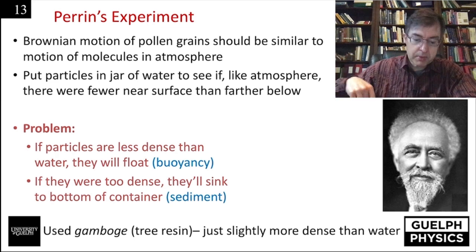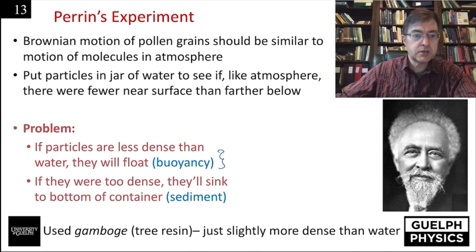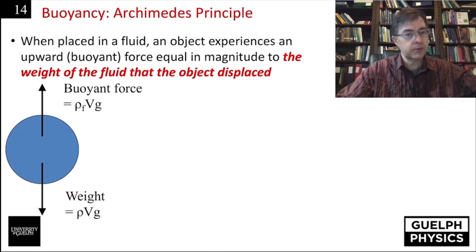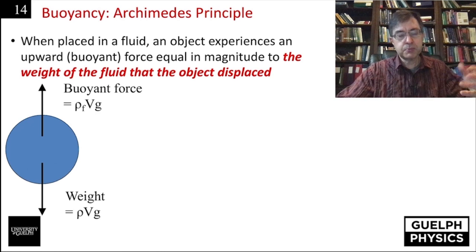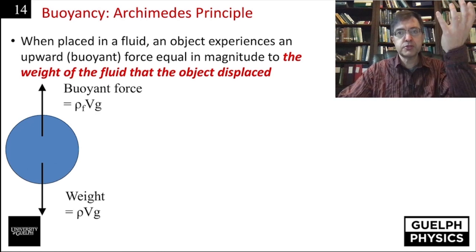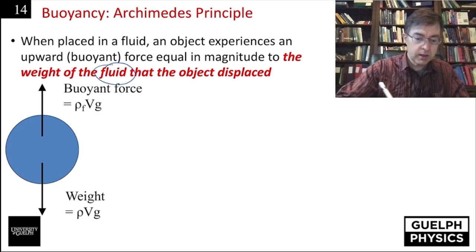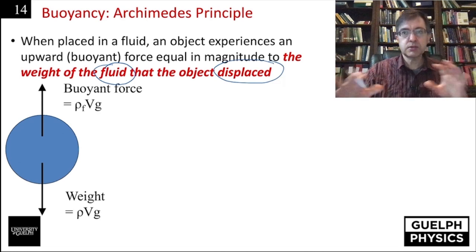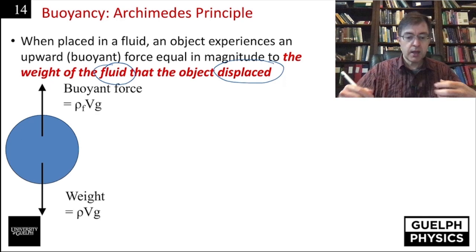So obviously he was worried about this buoyancy effect, and we need to discuss the buoyancy effect in order to understand Perrin's experiment. And so this is where Archimedes' principle comes into play. Archimedes' principle is that when you place an object in a fluid, it will experience an upwards or buoyant force, and this is the key, equal in magnitude to the weight of the fluid that the object displaced. So there's two aspects of it. The weight involved in the buoyancy force is the weight of the fluid, and it's proportional to the displaced fluid, the weight of the displaced fluid.